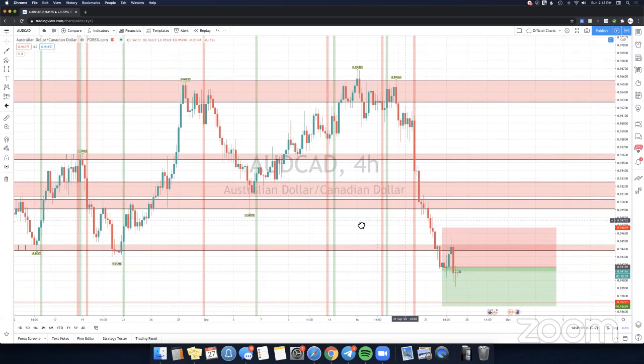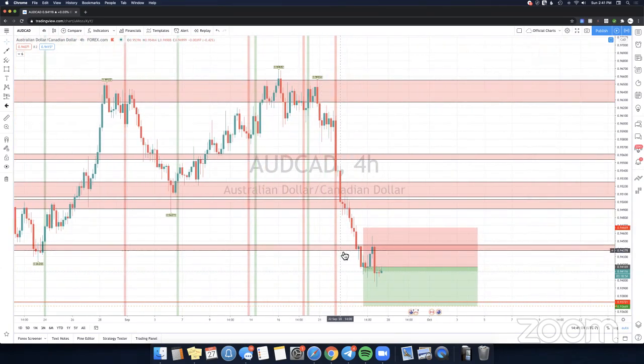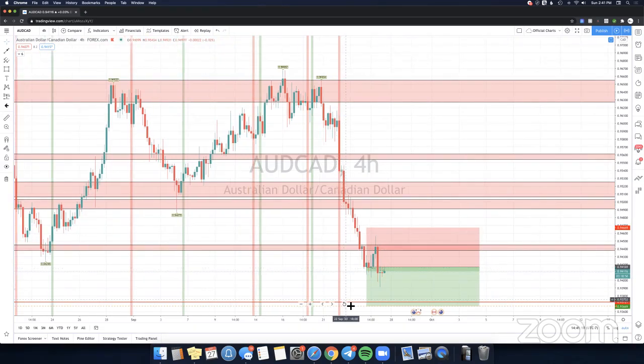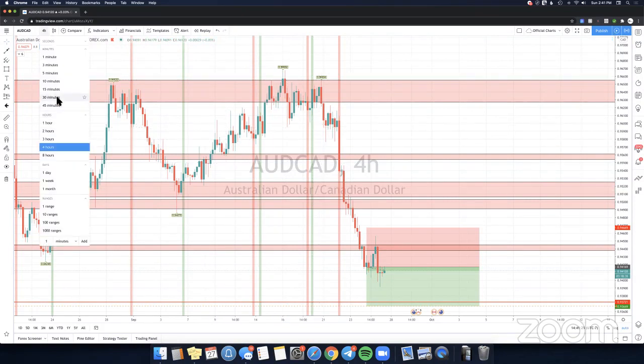I'll just reiterate what I said earlier. The upper zone right here is going to be 0.9438, and then the lower zone down here is going to be 0.9372. Let's see, John said, so right now AUD/CAD meets the retracement requirement. Yeah, John, so if you're applying it on the 30-minute chart, that would.